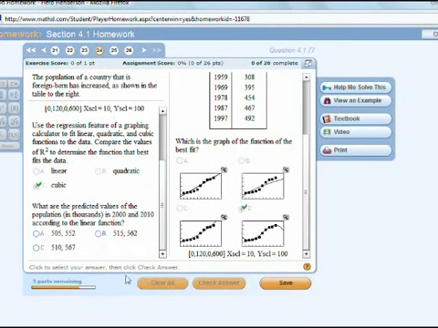And last but not least, well, not quite, we have 2 parts remaining. What are the predicted values of the population in thousands in year 2010 according to the linear function? According to the linear function. Wow. So they don't even want us to use our line of best fit right now. They want us to use a different line. So let's go back over here.